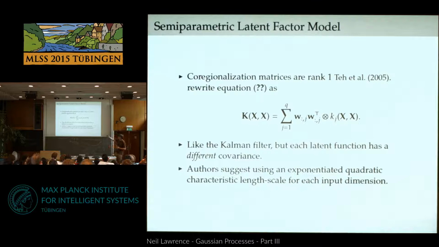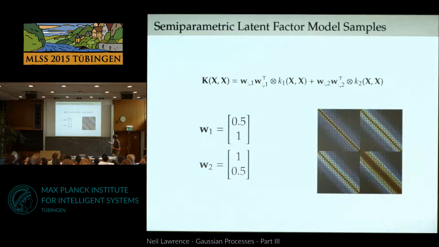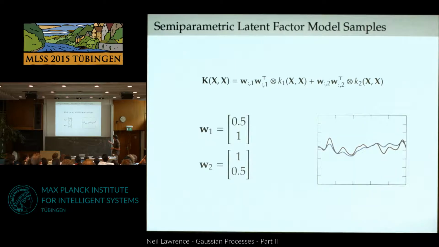So they can't be summed together into one thing anymore. And they suggest using a different exponentiated quadratic with different length scale across each of these. So this looks something like this, and then you get samples like this, which is still quite complex, but they've got less parameters.